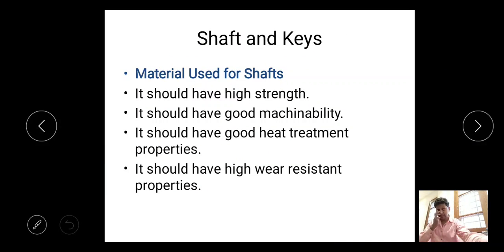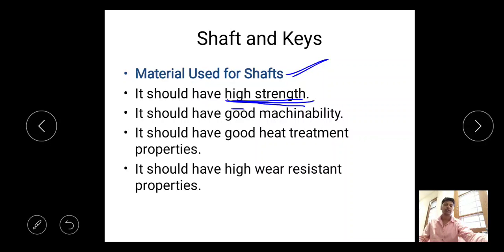Now we'll see what the materials used are. Suppose you are designing a shaft and you are using a material. What should be the properties of that material, whatever you are using in a shaft? That we will study. When you are using a shaft in a machine or for power transmission, the first quality of that material should be high strength.